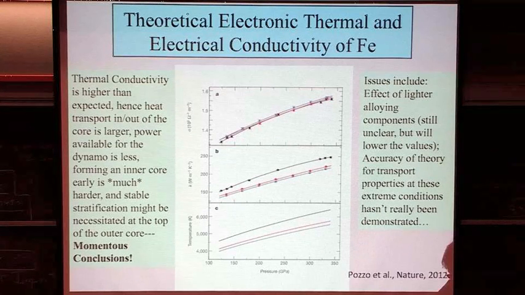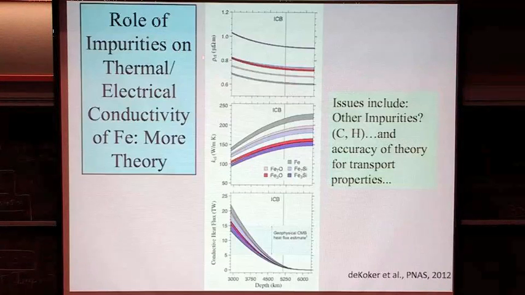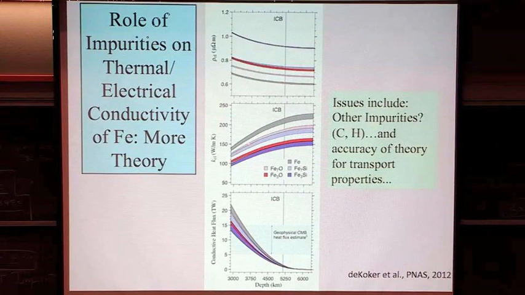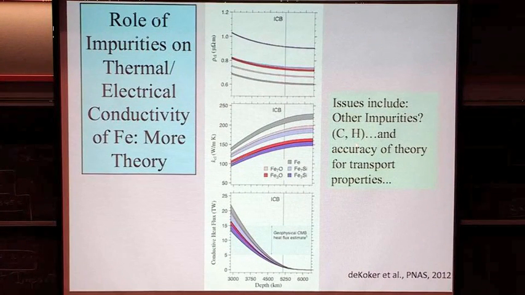Okay, de Koker et al. have looked at the effect of impurities on the thermal and electrical conductivity of iron. And here they've flipped around. This is actually resistivity, so this is 1 over the conductivity. Sorry. So on this, iron is in gray, so this is the highest conductivity, lowest resistivity. And then as you go up, you get progressively lower conductivities associated with different lighter alloying components. So you can actually drop the thermal conductivity by a fairly decent amount, factor of 2-ish, maybe more if you put in some lighter alloying constituents like carbon or hydrogen.